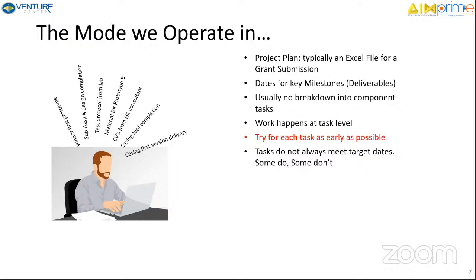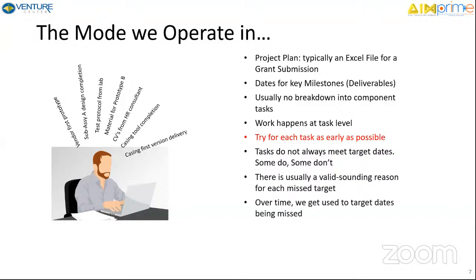Now, the other thing that typically happens is many of the tasks don't always meet target dates. And I'm sure some of you would be smiling here, that more often than not, things don't happen when they should. Of course, occasionally they do happen when they should, but the more frequent experience is things don't happen when they should. A vendor doesn't deliver something that he was supposed to, or one of the team members said, I'll finish this tomorrow, but it actually didn't finish tomorrow because something else came up. That's a usual situation. And always, there's a very valid sounding reason why something didn't happen for each target that is missed.